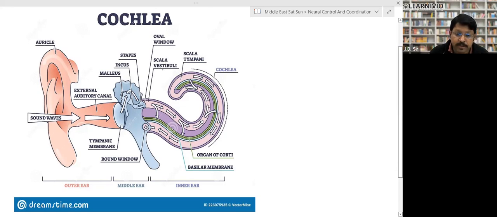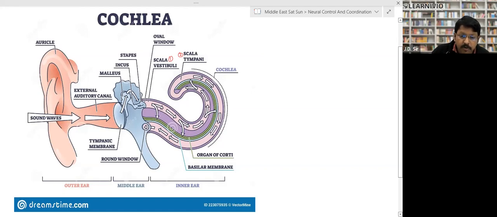The first tube is called scala vestibuli. First the sound wave goes to scala vestibuli, and then goes to the next tube, which is called scala tympani, and this complete part is called cochlea. From here to here, this part is called cochlea, right?